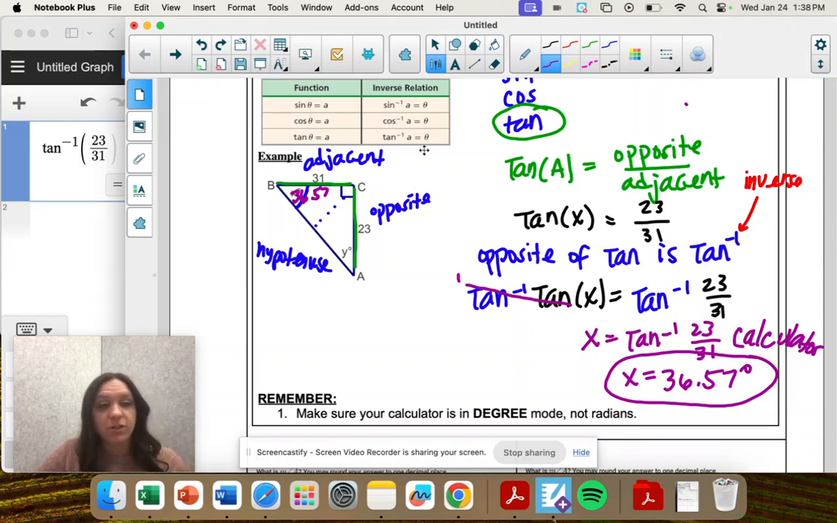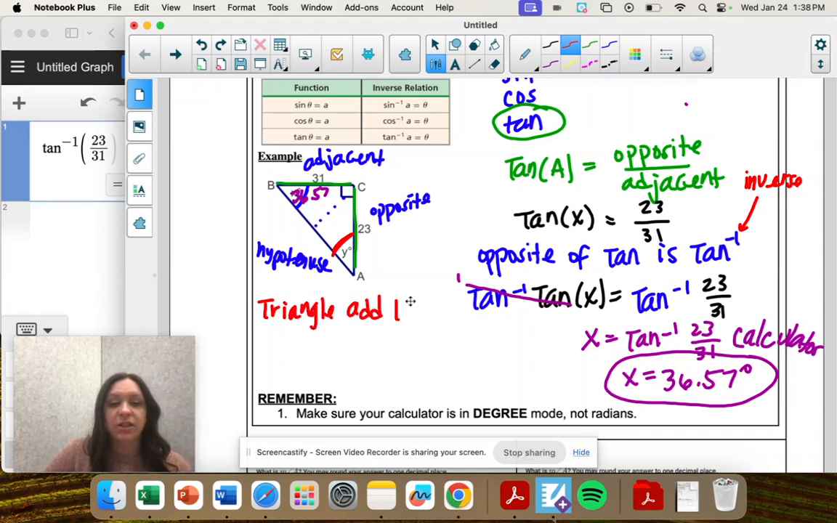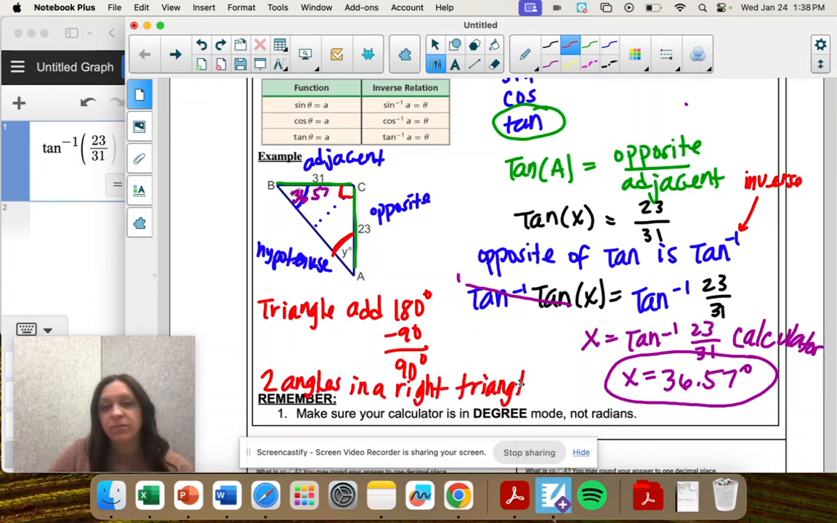All right, so look, we used our trig functions, and now we can solve for angles. To get the second angle, we remember that a triangle's angles all add to 180 degrees. But when you take out the 90-degree angle in a right triangle, you're left with just 90. So the two angles in a right triangle add to 90 because you take out the 90 that's already there.